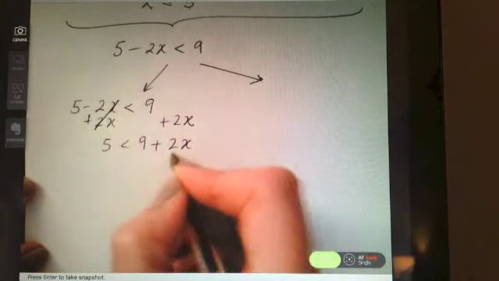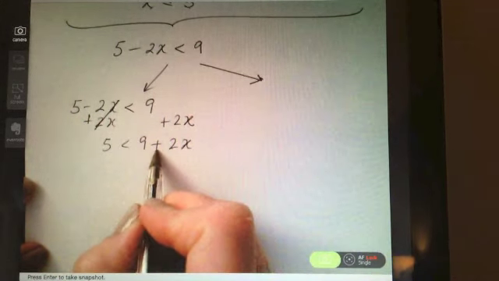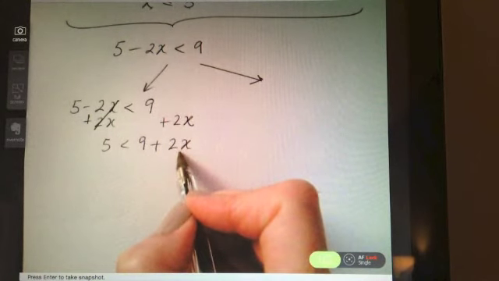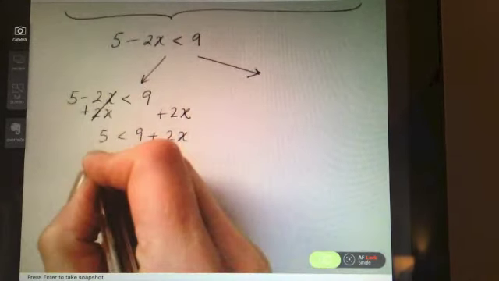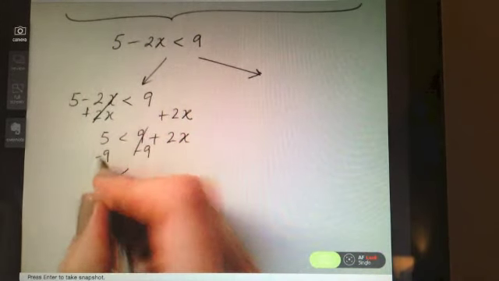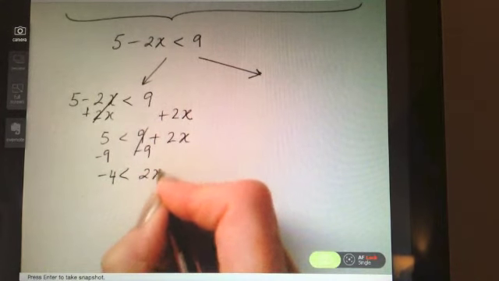So what I would do then, keeping the x's on this side, I need to get rid of the 2 that's been multiplied and the 9 that's been added. So I'm going to get rid of the 9 first. You always leave what's attached to last. So take away 9 from both sides, and I'm left with 5 take away 9, which is minus 4. And 2x is left on the right hand side.